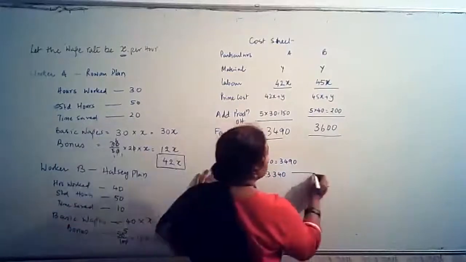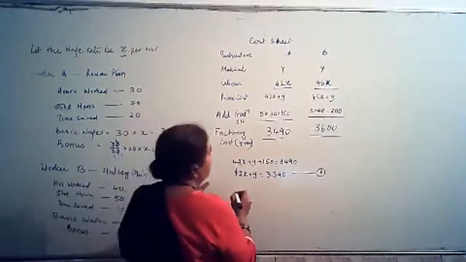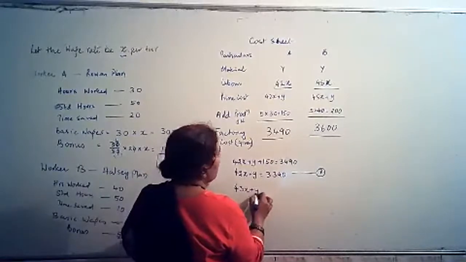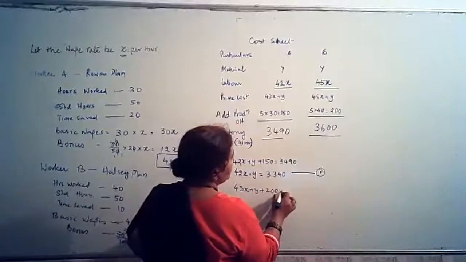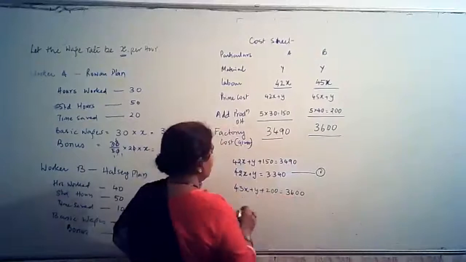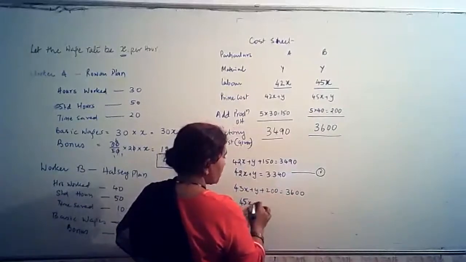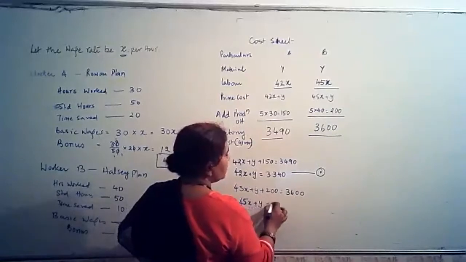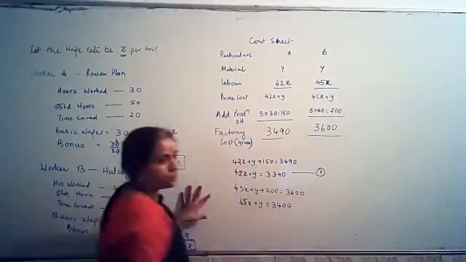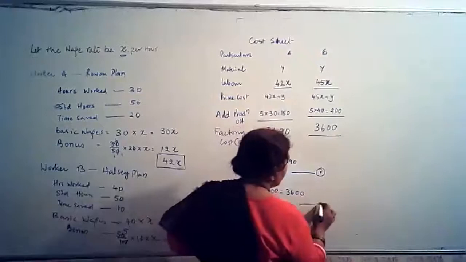This is equation 1. The second equation I have is 45x plus y plus 200 is equal to 3,600. If we simplify this, 45x plus y is equal to 3,400. We need to take this 200 to this side. So I will get 45x plus y is equal to 3,400, this is the second equation.